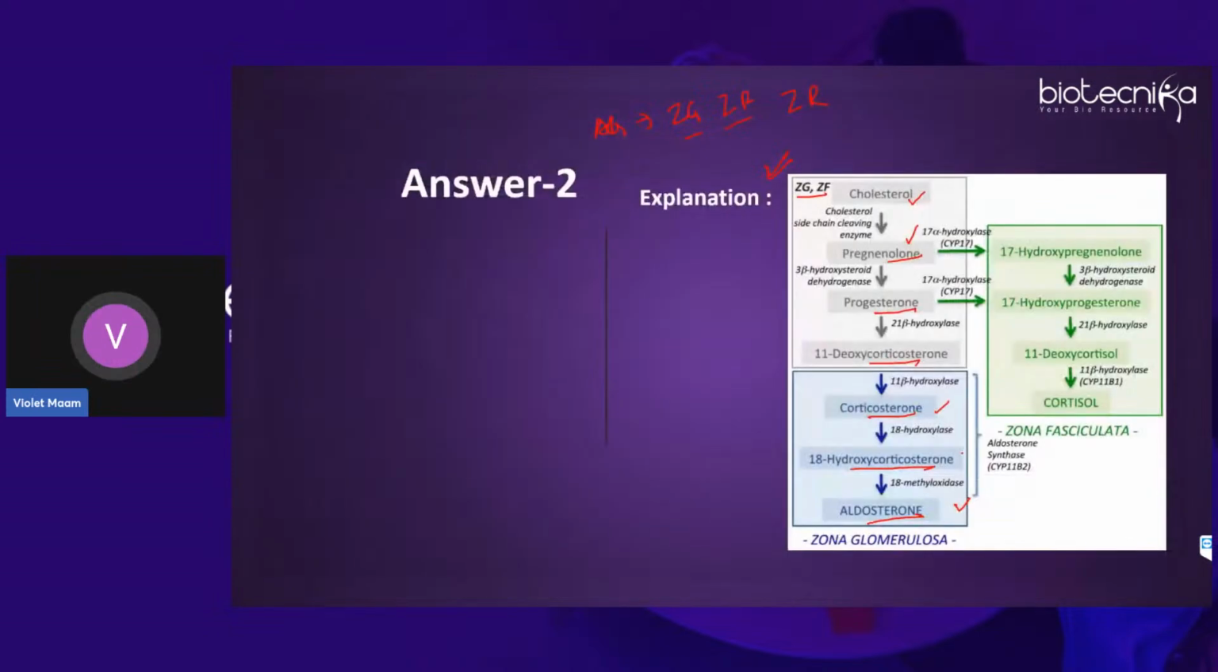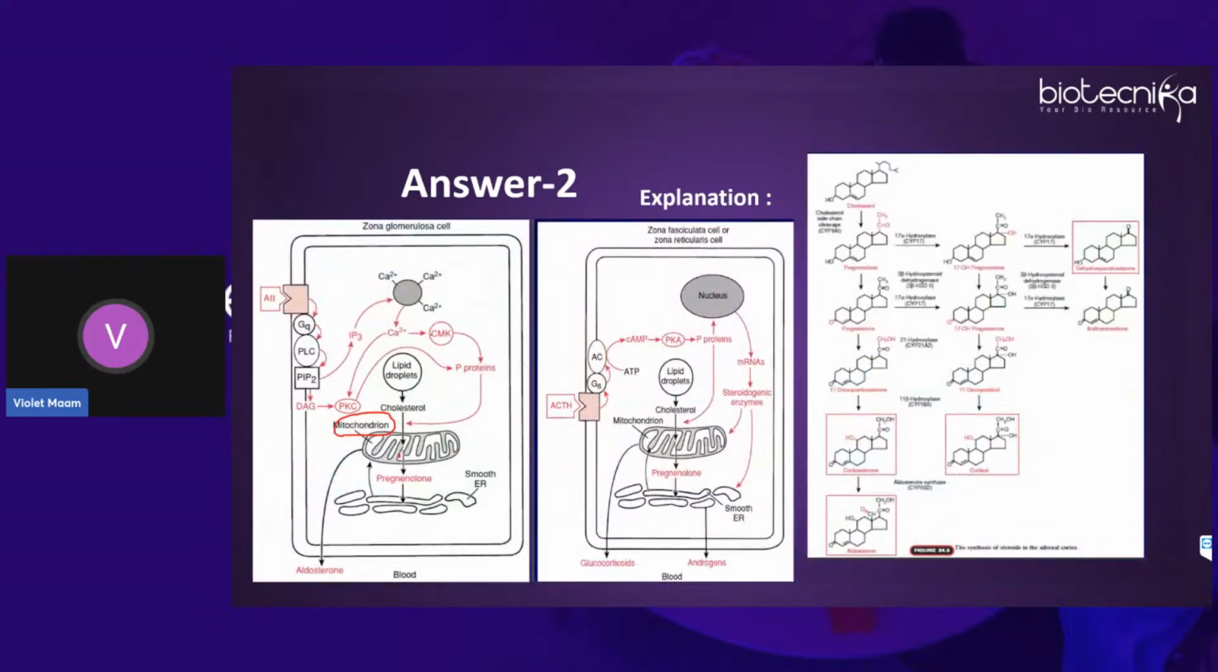I have just shared other pathways also, so if in case they ask again at any time, you can have a note of it. For zona fasciculata, this pregnenolone will further get converted to 17-hydroxypregnenolone, then 17-hydroxyprogesterone, 11-deoxycortisol, and then cortisol. So for zona fasciculata, cortisol is the major hormone. You can see their pathways, and I have given you the structures also to have an understanding, but they will not ask in that much detail, like how they have just asked the steps.